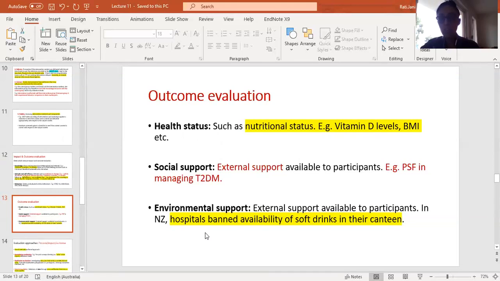So yes, when you have it at a policy level, what is the environmental support you're getting, which is going to support your intervention? For example, you have done it at a grassroots level to encourage your participants not to have sugary beverages. But now when the government has higher taxes on sugary beverages, it is highly likely that their consumption will decrease automatically, because they don't want to spend so much for just a can of Coke, for instance.